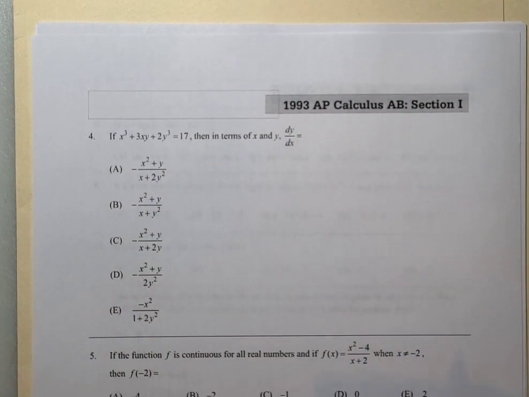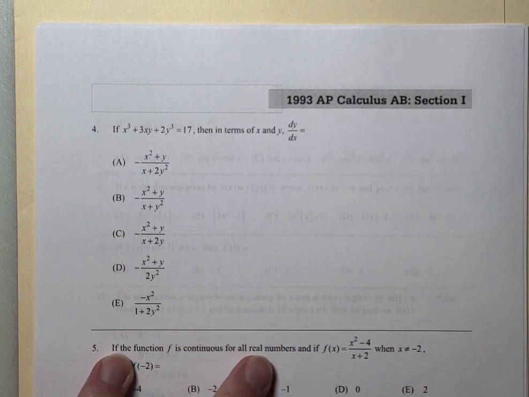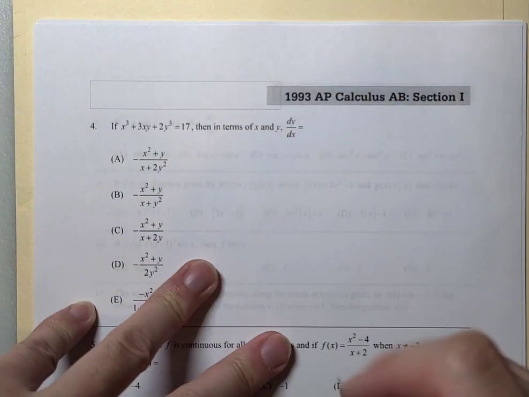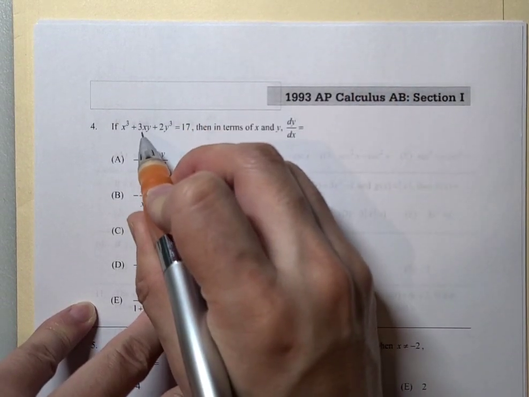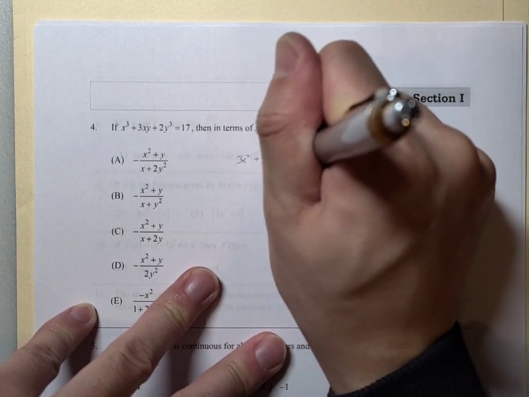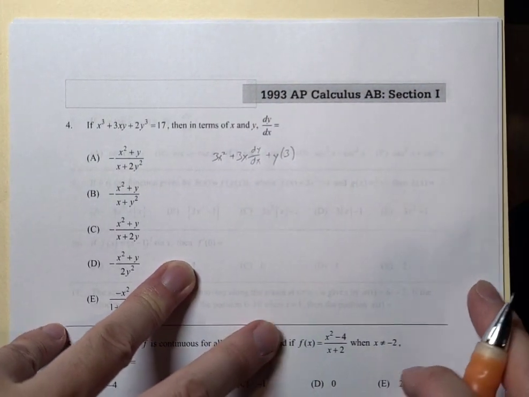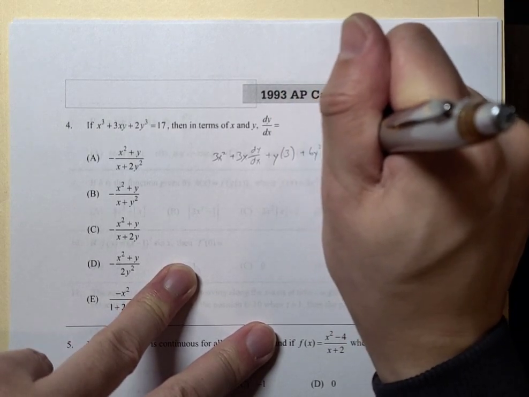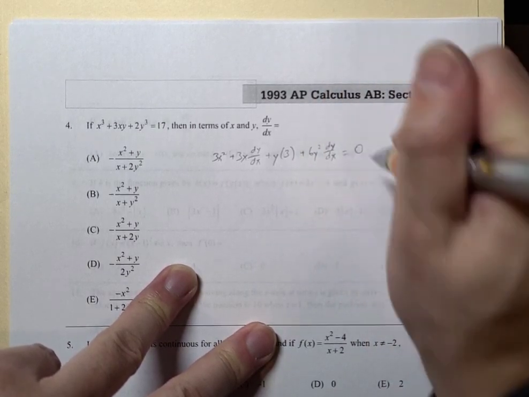Next, we have this guy. We want to find dy dx. Let me solve this. We need to implicitly differentiate, so derivative of x cubed is 3x squared. Derivative of this guy, we need the product rule. So first d second plus second d first. That would be the product rule for that. And then derivative of 2y cubed would be 6y squared dy dx. That's a y. Root of 17 is just 0.